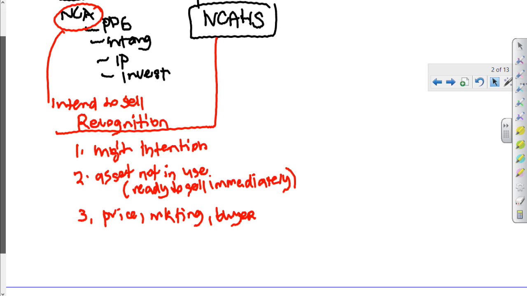It doesn't help that you say, I have this car and I really want to sell it, but now you're trying to sell it for too high a price. It will never sell, isn't it? Then you have to question, is management's intention really to sell that asset?